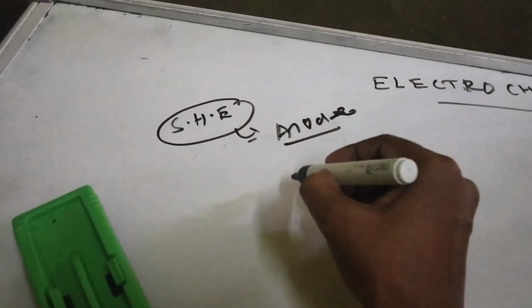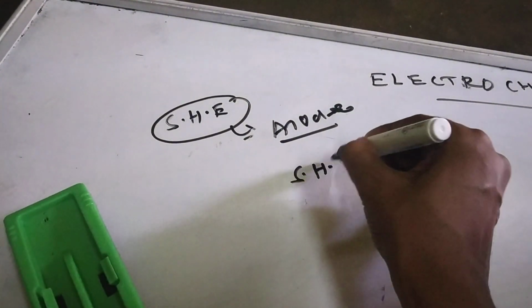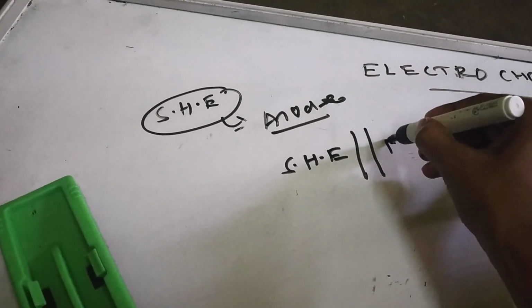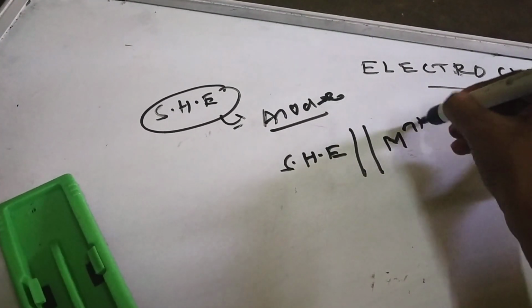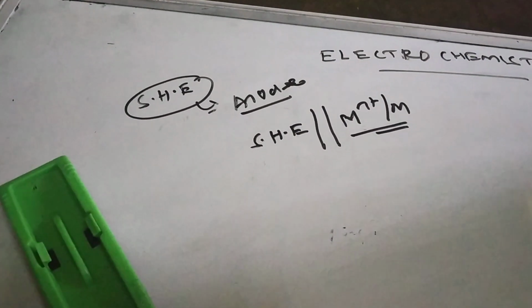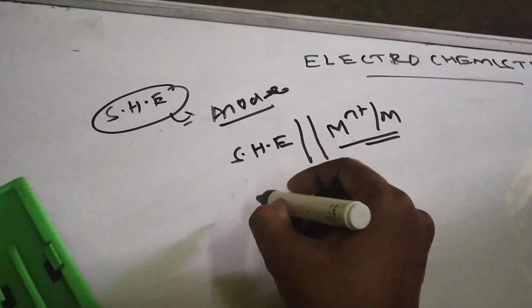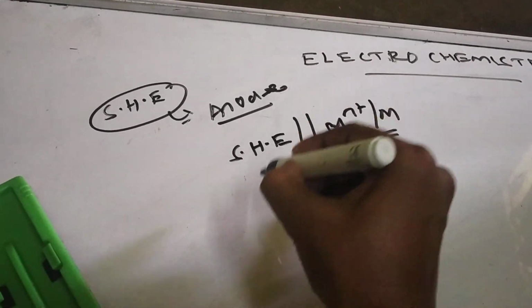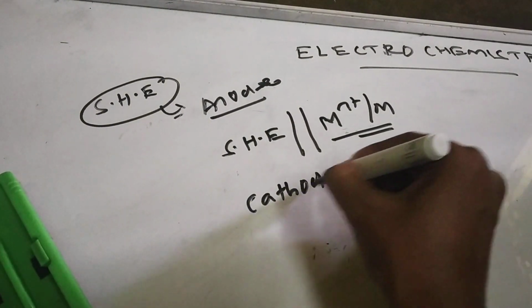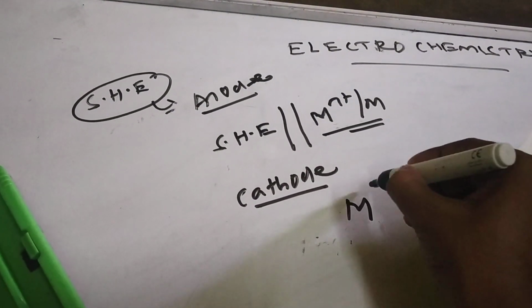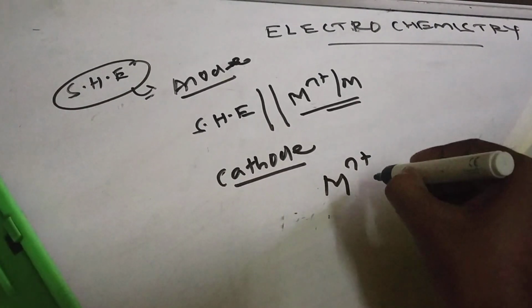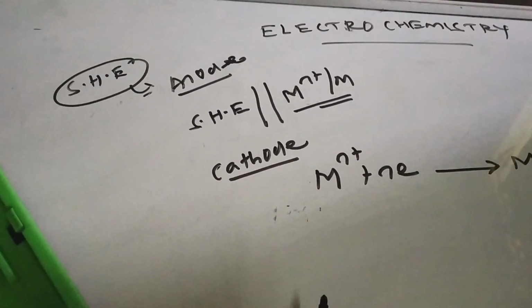So now I will write here, on the left hand side I am using the SHE and then a salt bridge. Then let's say I am taking a metal which undergoes reduction on the right hand side, so this acts as the cathode. Now if I want to find the reaction at the cathode, the cathode reaction is the reduction reaction. So here Mn+ is converted to M, and I balance by adding n electrons on the left hand side.